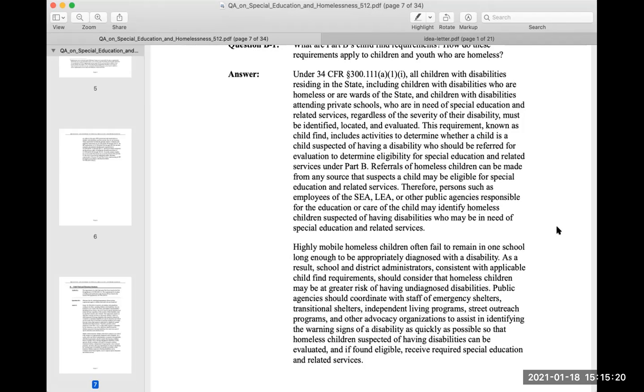Public agencies should coordinate with staff of emergency shelters, transitional shelters, independent living programs, street outreach programs, and other advocacy organizations to assist in identifying the warning signs of a disability as quickly as possible, so that homeless children suspected of having disabilities can be evaluated, and if found eligible, receive required special education and related services.